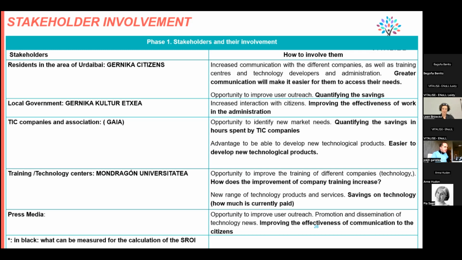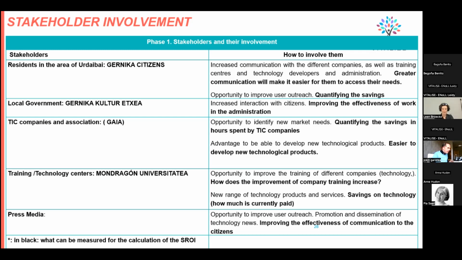The university. They have the possibility to improve the training in different companies, training through technology. The university was interested in opening up their market as well, working with companies and working with administration. And they can also develop new training tools, new technologies for the training. So they have this possibility of saving on technology. And the media. The media was interested in improving the communication with the citizen, not just with newspaper, but also using some social networks or other social means. This was their interest.